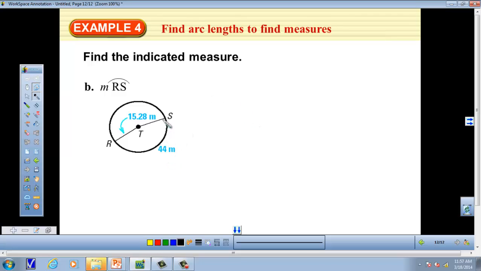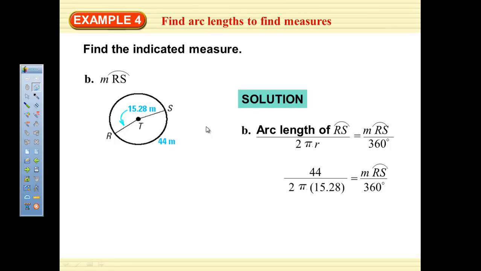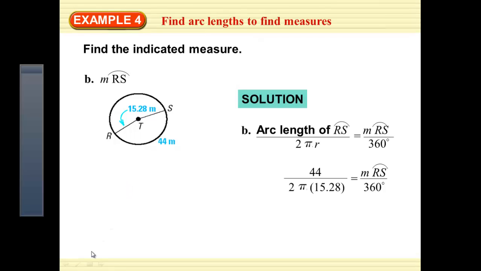Let's see. So we've got this arc. It looks like they've given us the circumference. Let me see for this problem. Oh, okay. So we're trying to find, in this case, arc RS. Alright, so let's back it up. Sorry, I misunderstood. Did they give us? Okay.